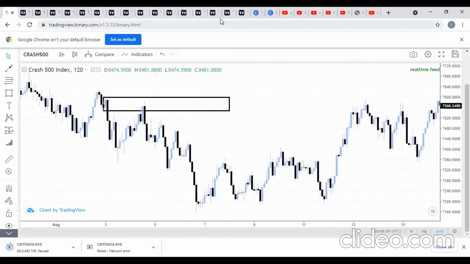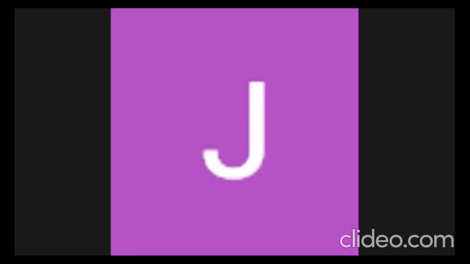So now let's understand the validity of a supply zone. We already have established the fact that we want to see a sharp rally, a base, and a sharp drop. Now, what makes a supply zone valid?